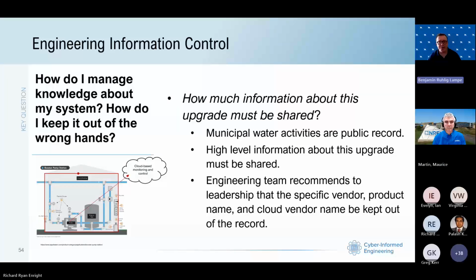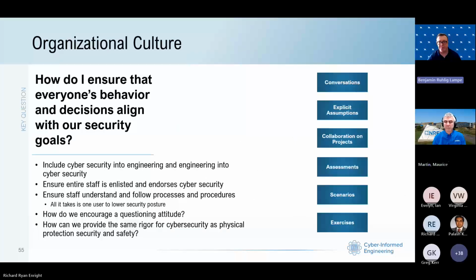So Maurice, I'll hand it over to you for our last principle. Last principle is organizational culture, and this is getting everybody on board with all of the 12 principles presented here today. Get the C-suite read into this and understanding their role in terms of supporting this effort.